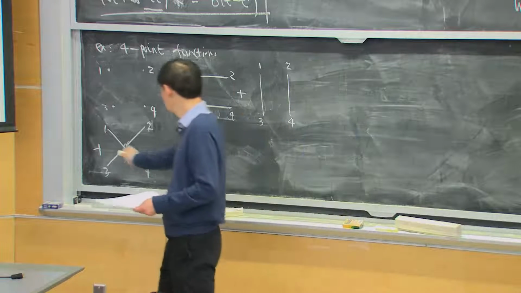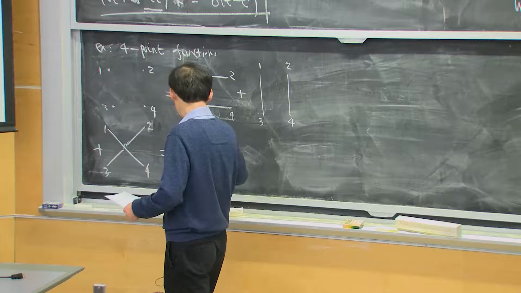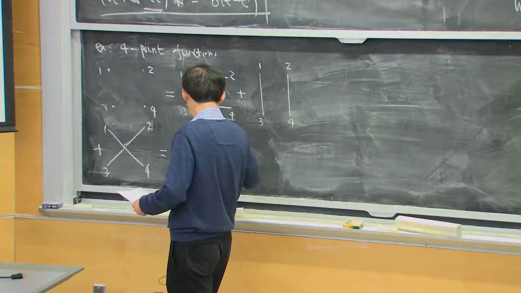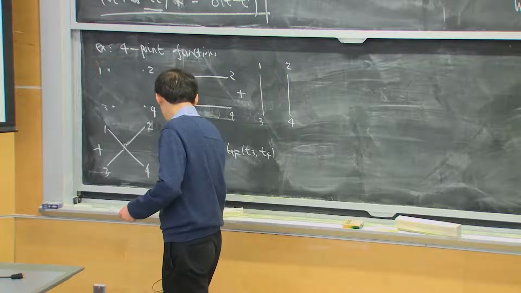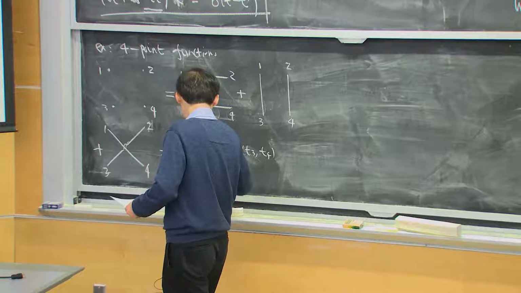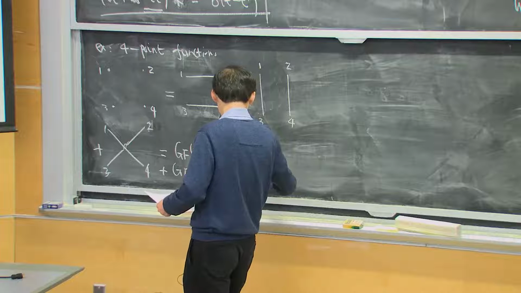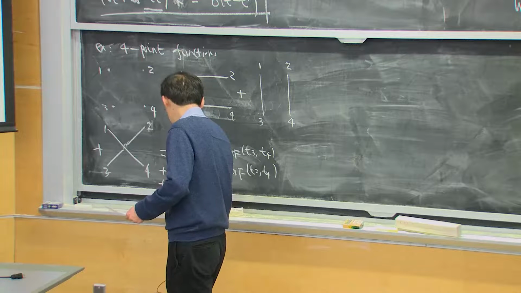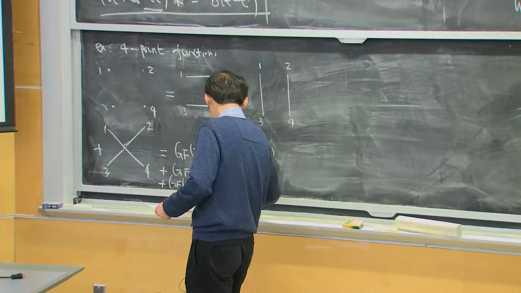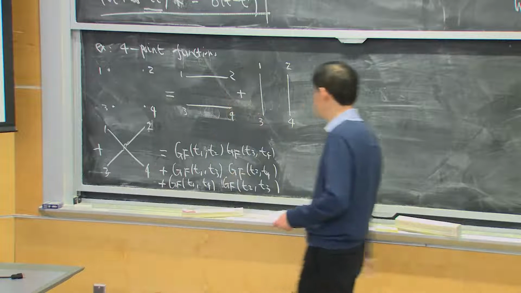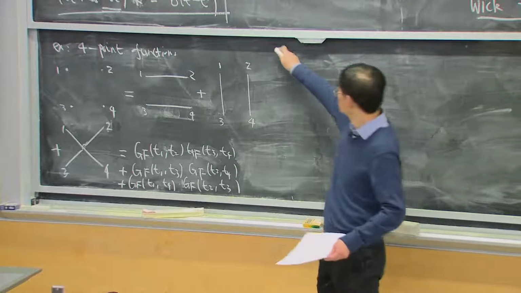If I write it in terms of expressions, then I have G_F(t_1, t_2) G_F(t_3, t_4), plus G_F(t_1, t_3) G_F(t_2, t_4), plus G_F(t_1, t_4) G_F(t_2, t_3). So you just sum over all such pairings, and each pairing gives you a G_F.